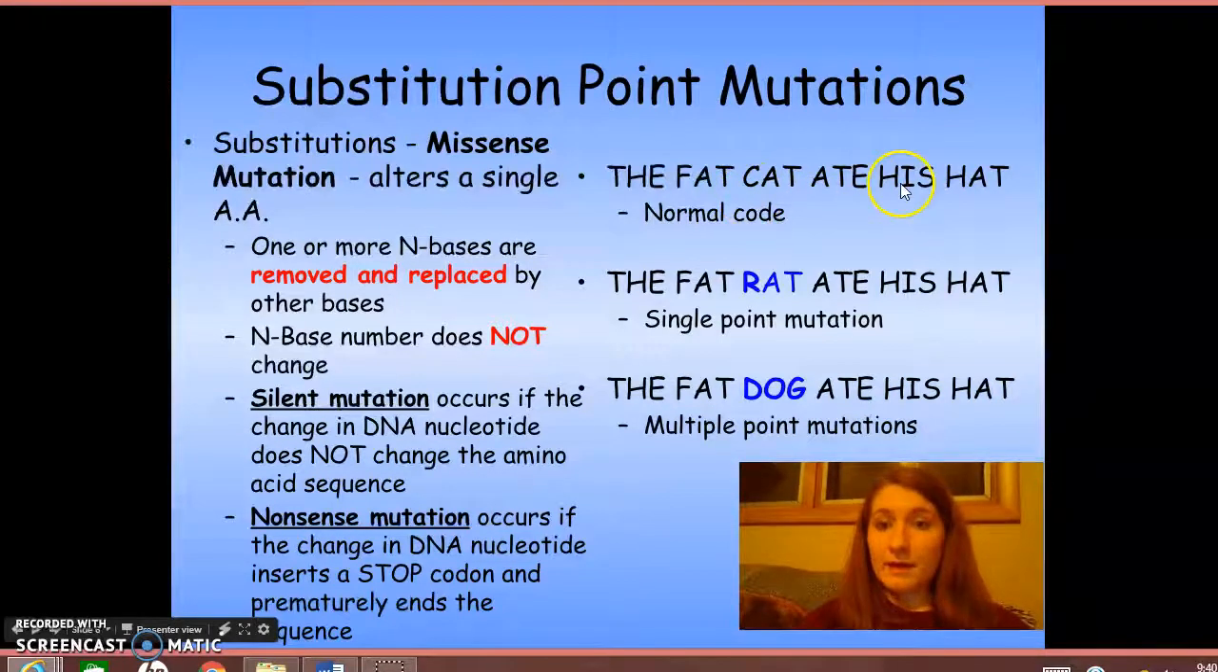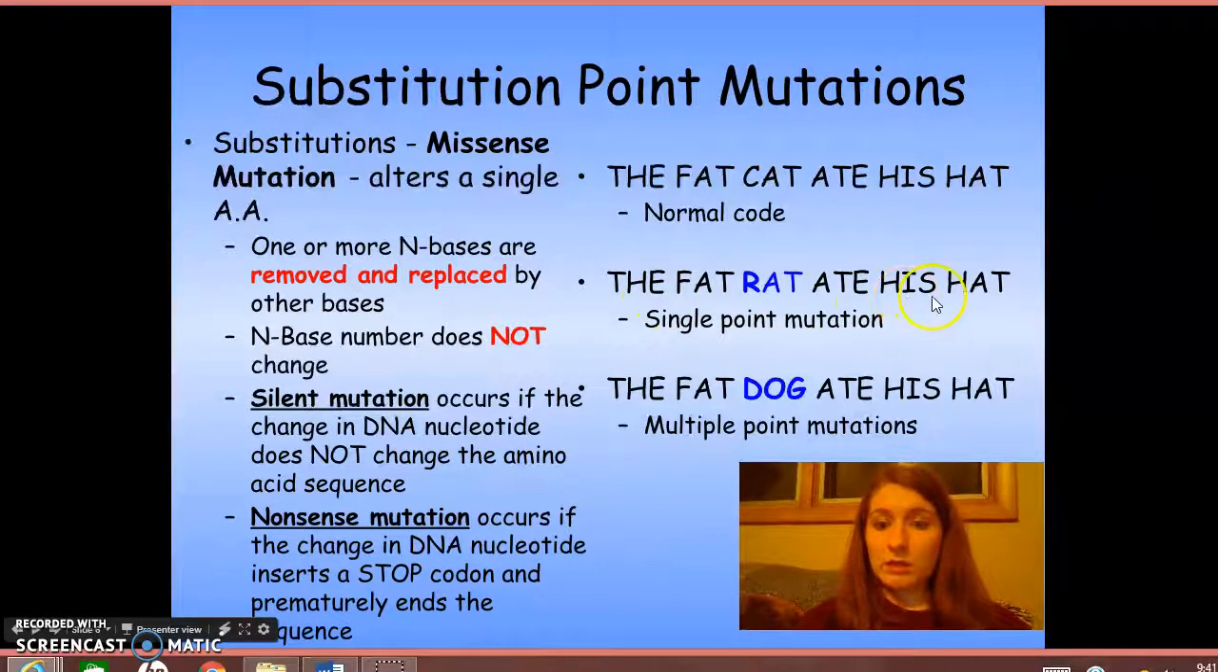the fat cat ate his hat. That's the normal sentence. Then if you look down here, the fat rat ate his hat. So this C was changed to an R. So this R was substituted in for this C. So this would be called a single point mutation.